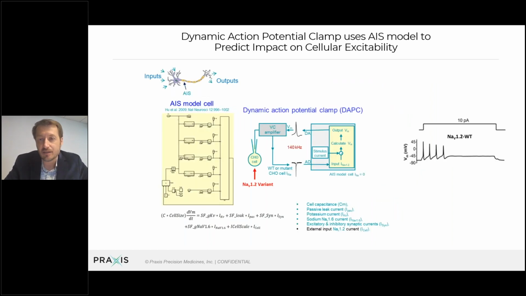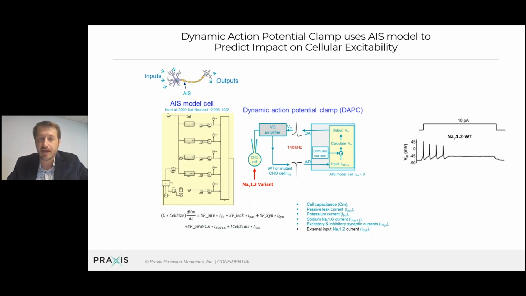So this is starting to show some of their work from the 2018 article. They took an AIS model from Hugh et al., a model of the neuronal axonal initial segment. This model, you can see down here at the bottom, has a cell capacitance, a passive leak, a potassium current, a NaV1.6, and then some excitatory and inhibitory synaptic currents that you can turn on and off. So it is a simple model, but within this model, they then integrate their NaV1.2 empiric data.